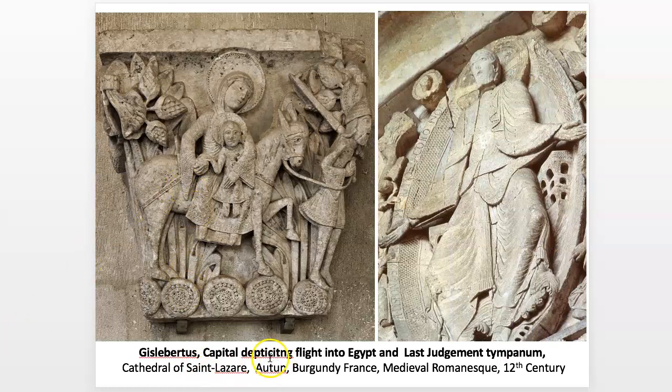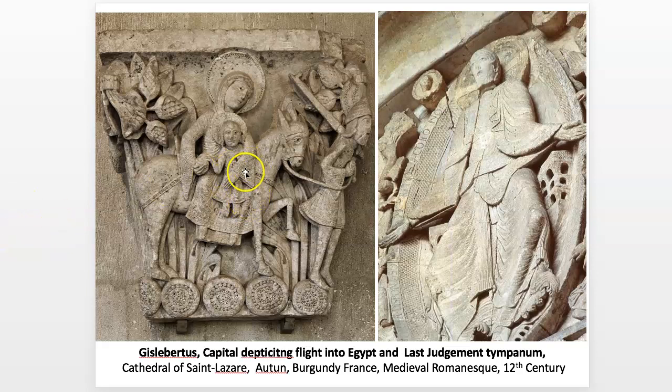These are the capitals depicting the flight into Egypt. So Mary and Joseph, Jesus survives being murdered by Herod, and they're later worried about his life. So their flight into Egypt means they're leaving to go where they'll be safe in Egypt, and so he won't be killed. And you can see in his style, there are mandorlas over the heads of holy figures.